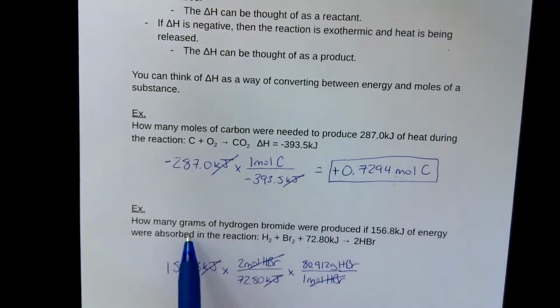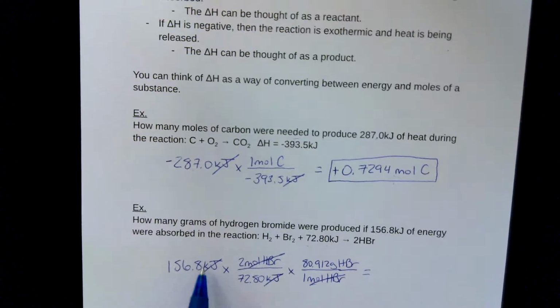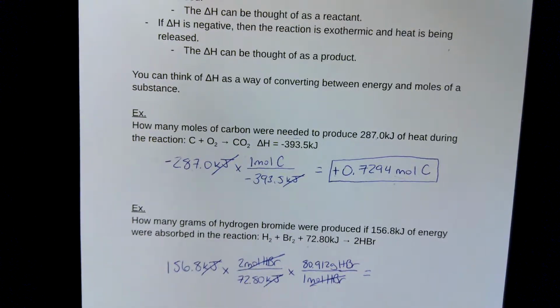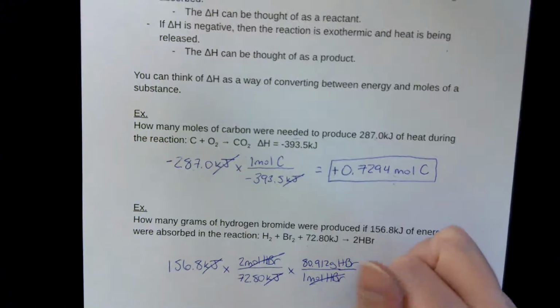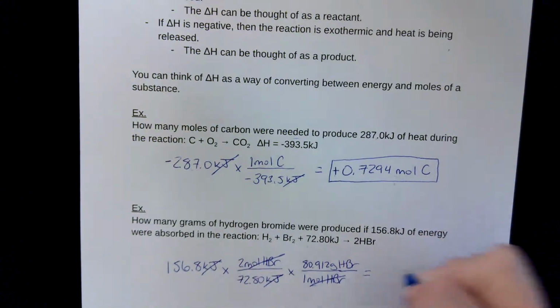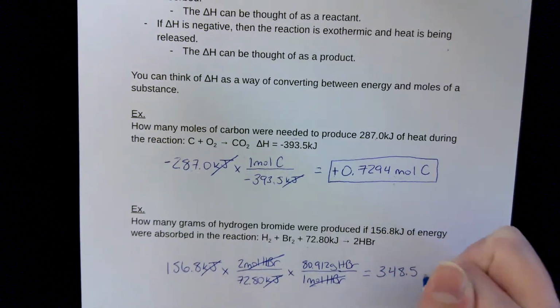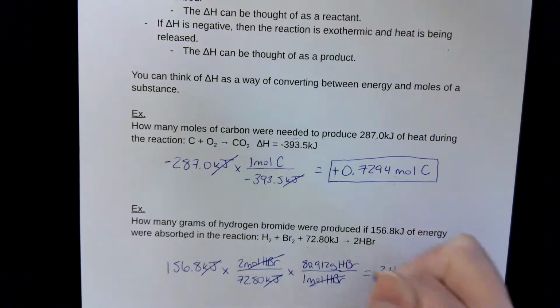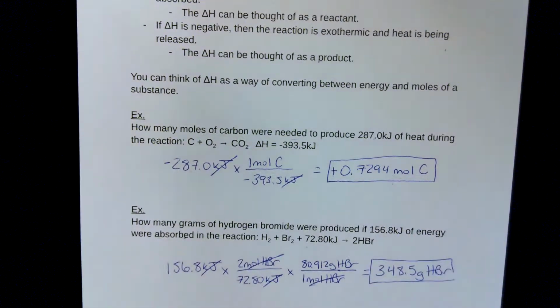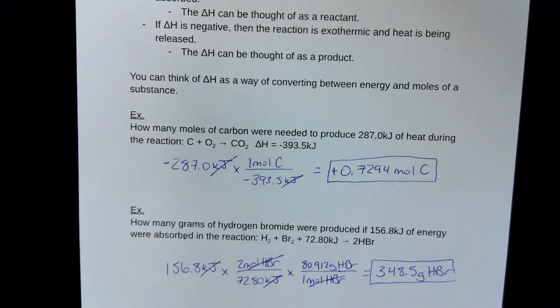So now that I'm in the unit that I was asked for, I'm ready to calculate. And if we go back to the start, I'm going to need 4 sig figs. So when I calculate and I round to 4 sig figs, 348.5 grams of HBr is my final answer there.